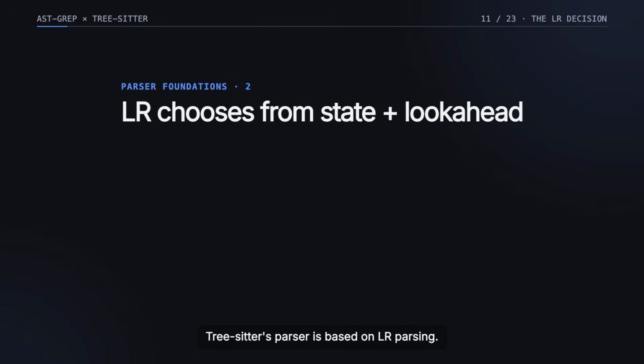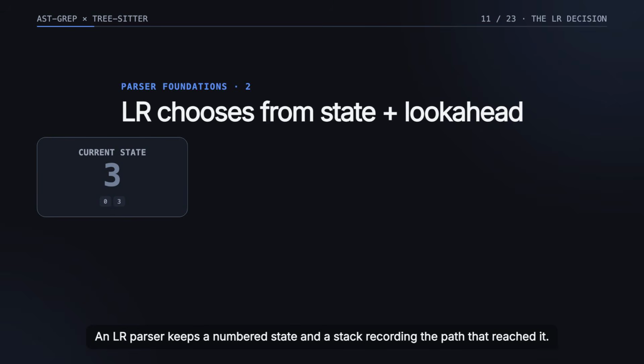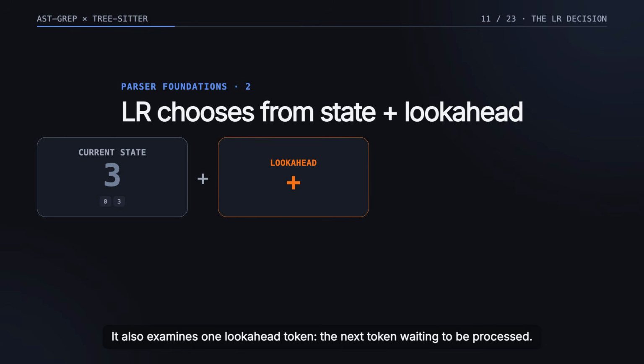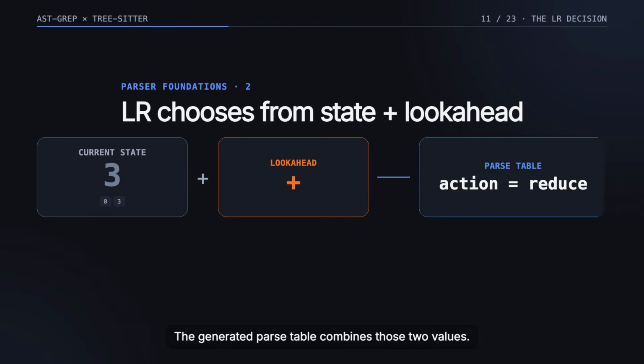Tree-sitter's parser is based on LR parsing. An LR parser keeps a numbered state and a stack recording the path that reached it. It also examines one look-ahead token, the next token waiting to be processed. The generated parse table combines those two values. Current state. Next token. The selected table entry tells the runtime what to do.